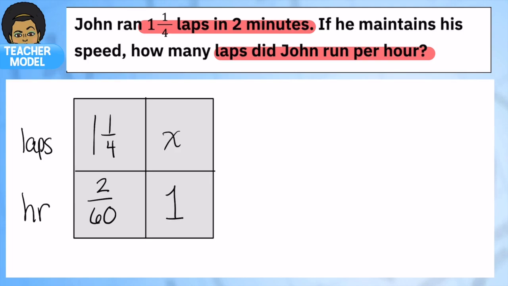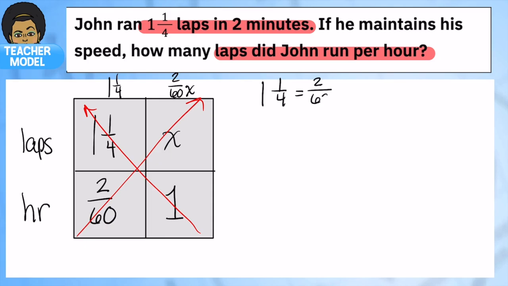So here we go. We're going to cross multiply as we've normally done. On one side we have 1 1/4. And on the other side we have 2/60 times a number x. So let's give ourselves some room. 1 1/4 is equal to 2/60 times x. I'm going to change this into an improper fraction. And we still want the x by itself, so I'm going to divide by 2/60.